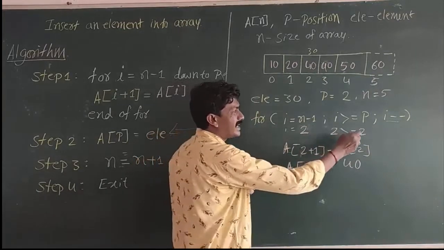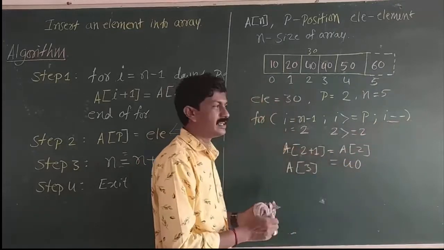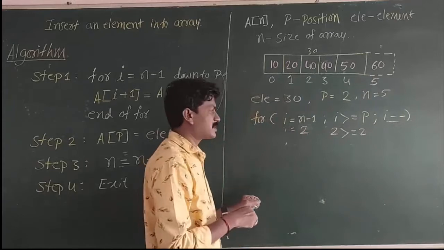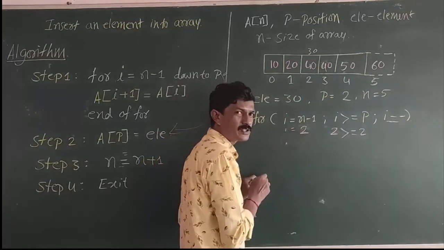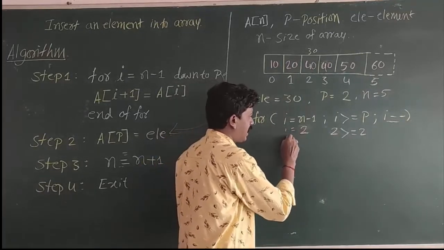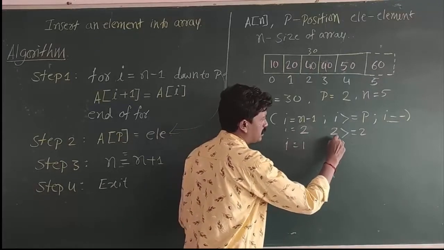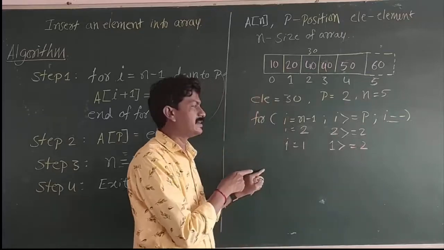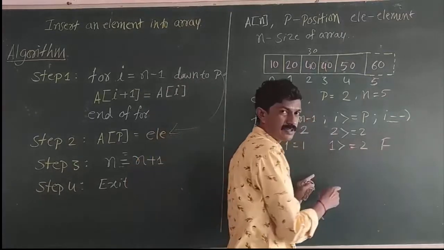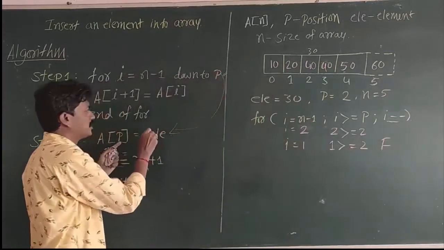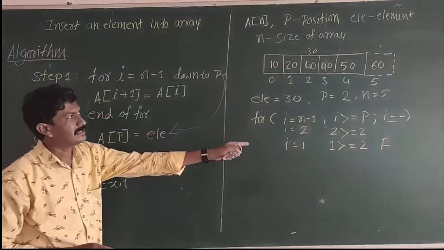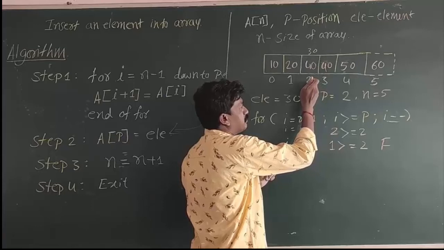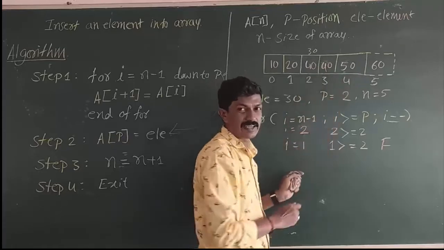Next, once again the i value is decremented: i minus minus, that is 2 minus 1, which is 1. i is 1. Is 1 greater than or equal to 2? No, the condition becomes false and it comes out of the loop. Now we have shifted all the elements from the particular position to their next index.